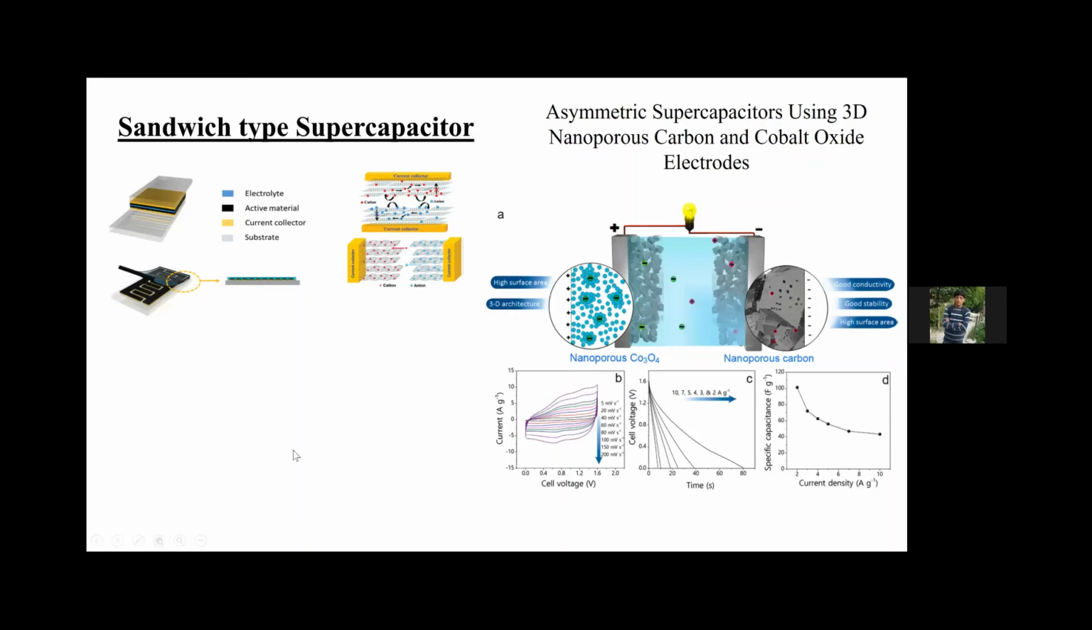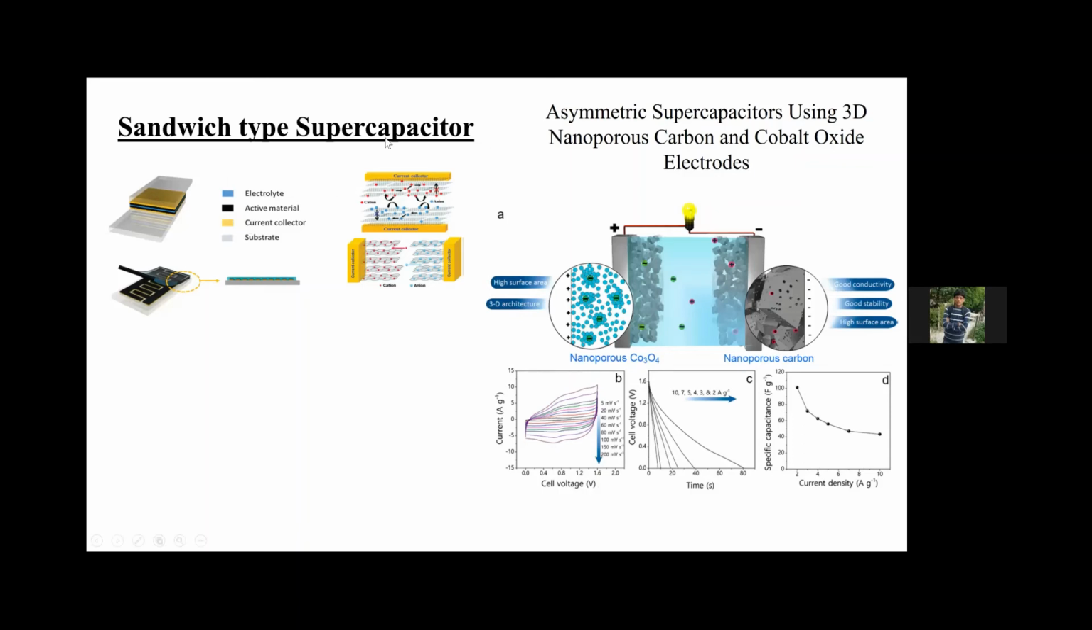And in between them, as we can see here, it becomes a sandwich-like structure. Suppose in the case of graphene or reduced graphene oxide, we deposit one on one current collector and the other on another current collector, and in between them we apply a gel electrolyte, and we can make a sandwich structure and package it. So this is also one type of device architecture we can make.